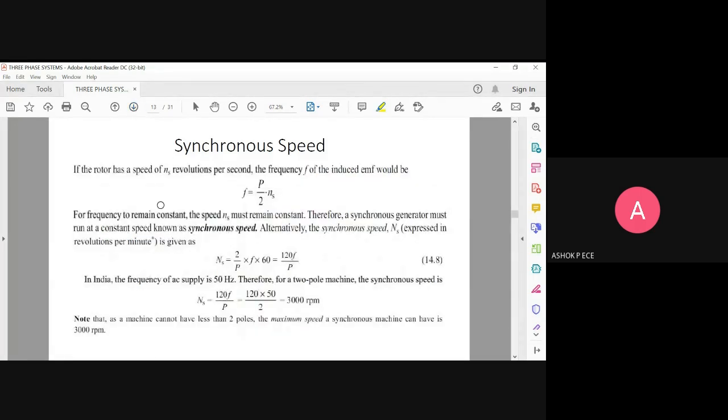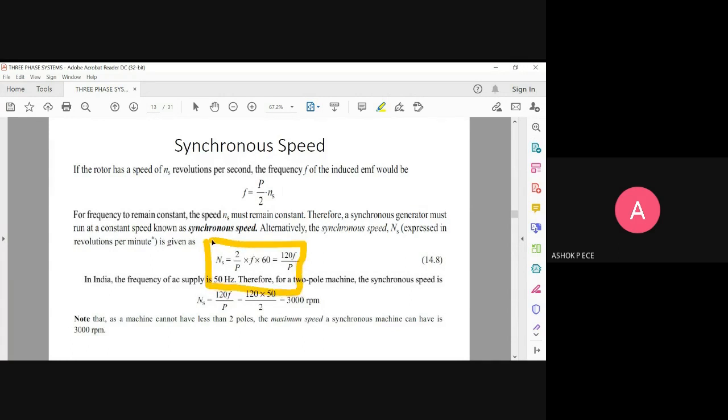And you know the synchronous speed is given by f equals P by 2 into Ns, where Ns is the number of revolutions per second. If you want to find it in revolutions per minute, from frequency you find the time period. So invert this: Ns equals 2f by P. If you want to convert it into revolutions per minute, multiply by 60. So you get Ns equals 120 f by P.